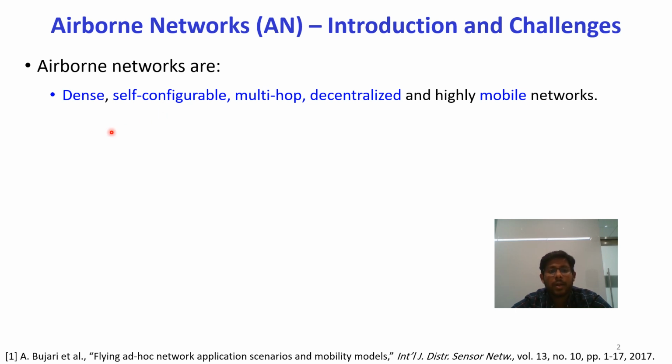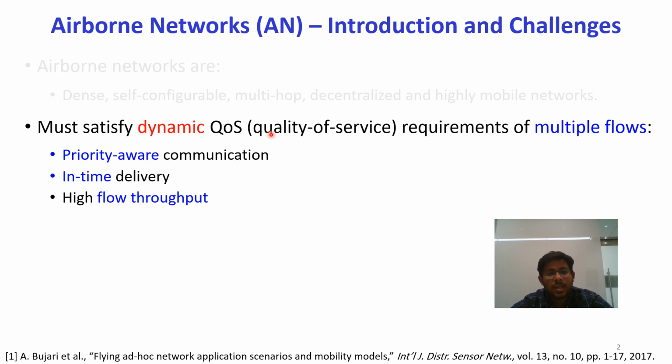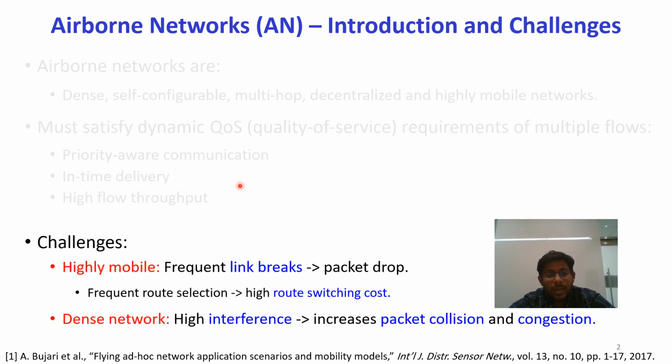Airborne networks are dense, self-configurable, multi-hop, decentralized, and highly mobile networks. They must satisfy the dynamic quality of service requirements of multiple flows. This includes priority-aware communication, in-time delivery, and high flow throughput. The main challenges of airborne networks are as follows.